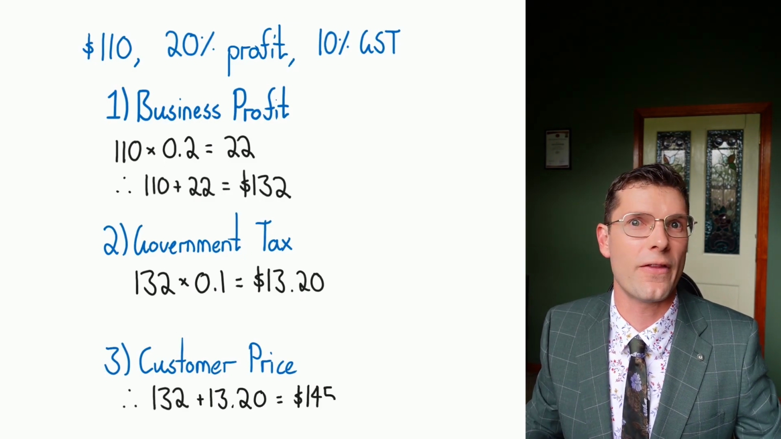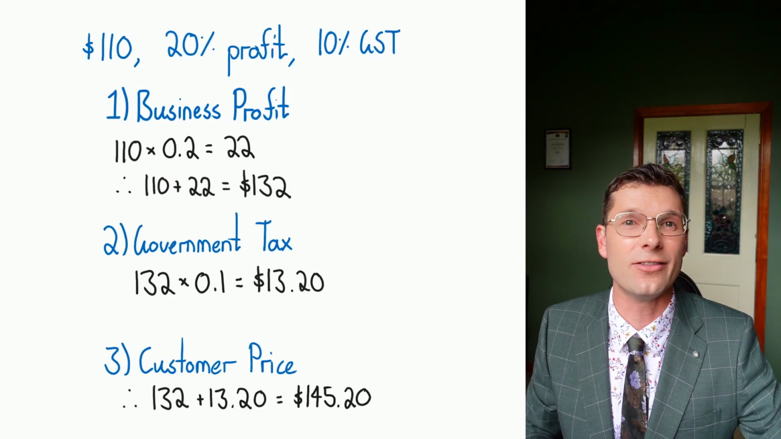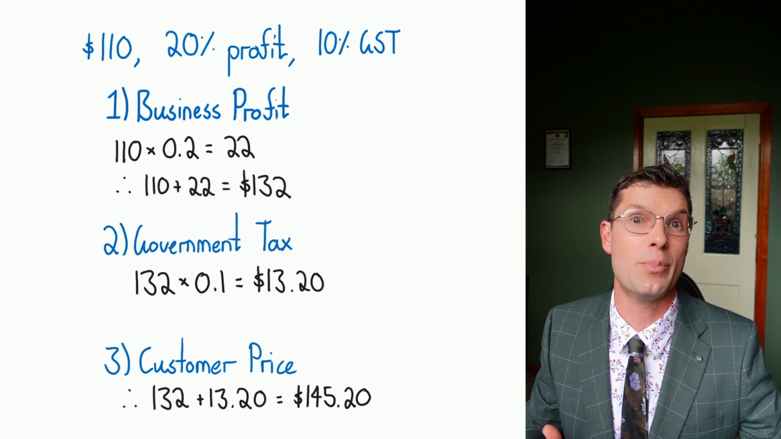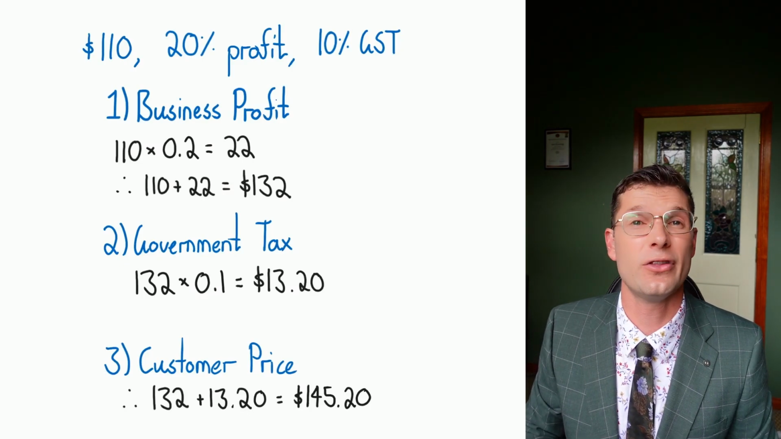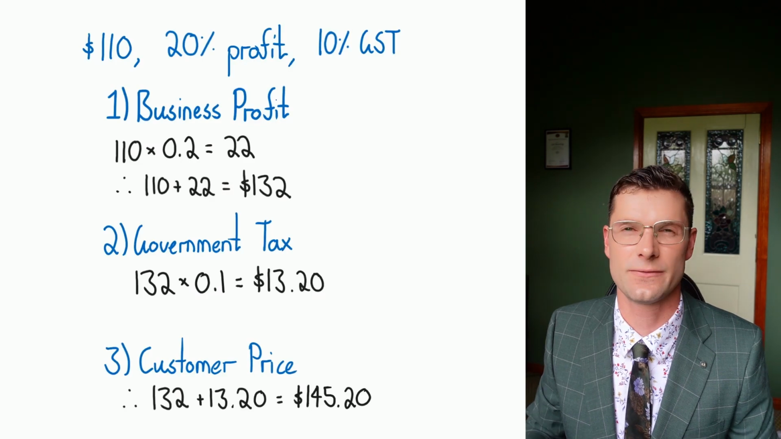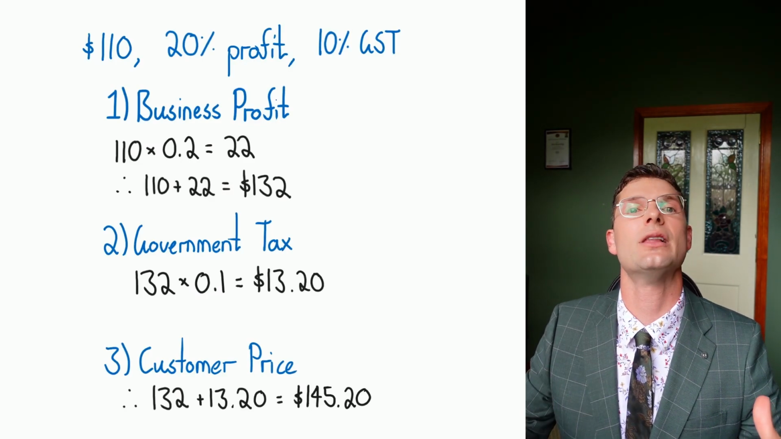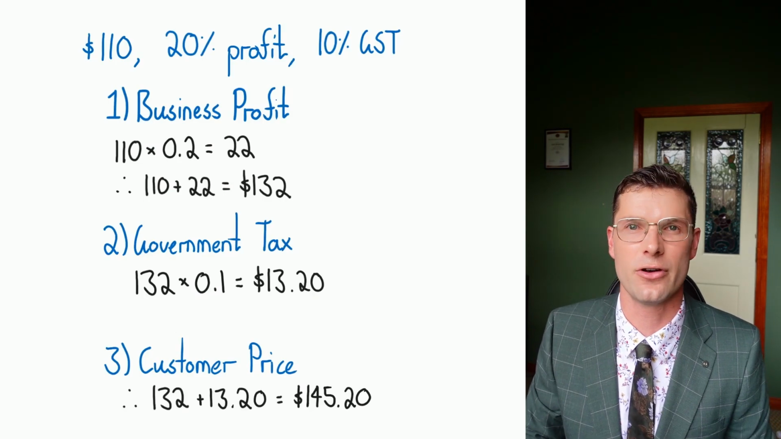So this is a lot more than the $110 that the business paid to make the item. But when we add those two percentages on, it gets a lot bigger, a lot quicker. Just be really mindful that you can't just go $110 multiplied by 0.3 or 30% to find this answer, because the government tax is done on the profit plus the original price, that $132.